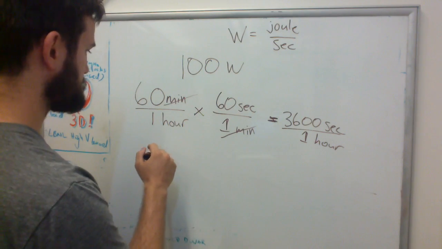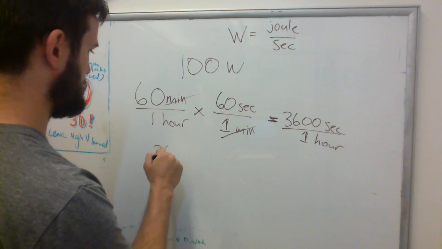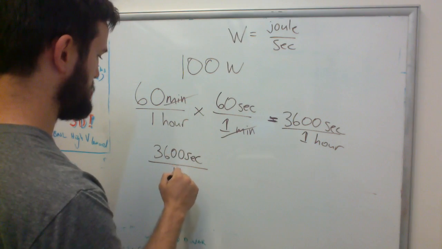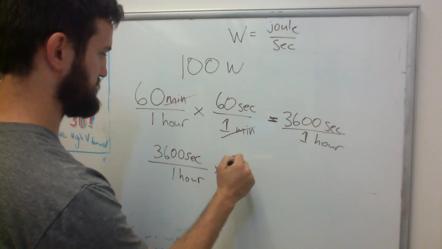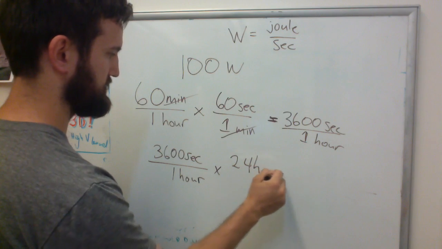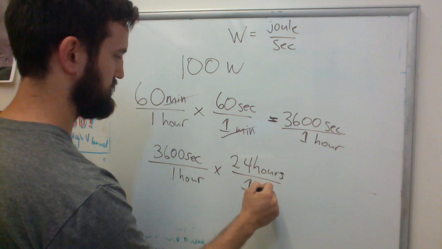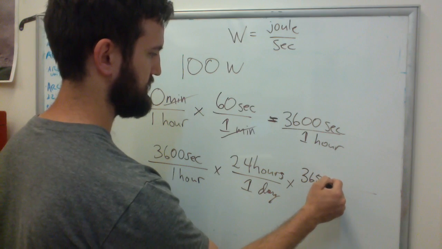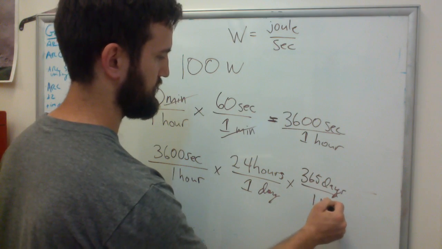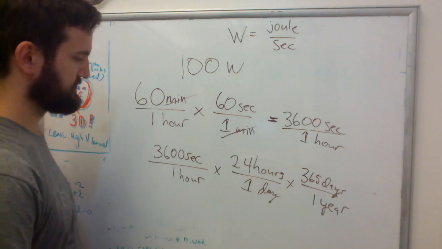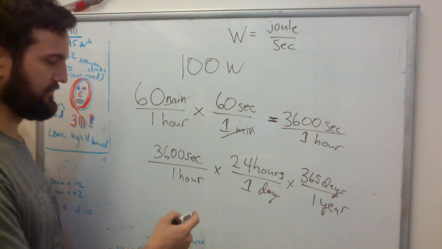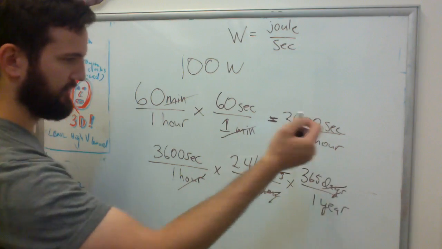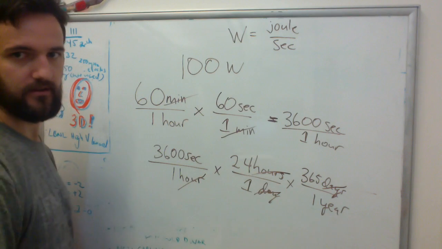So then we can do 3,600 seconds per hour, and we know there's 24 hours in 1 day, and finally, we know there's 365 days in 1 year. Well, look at that. We've set our units up so that we can easily cancel them out now. Hours down here, hours up there, they cancel. Days down here, days up there, and we're left with seconds per year. So that's the beauty of unit conversion.